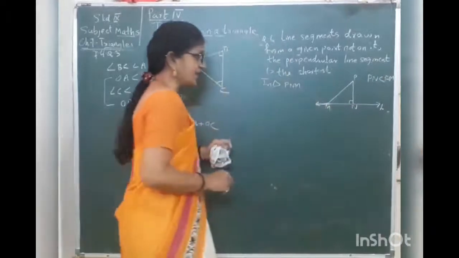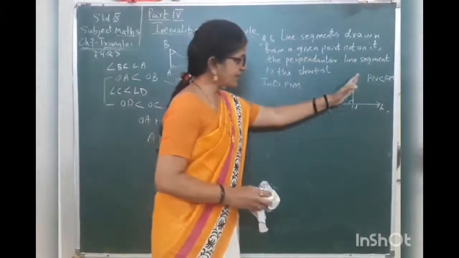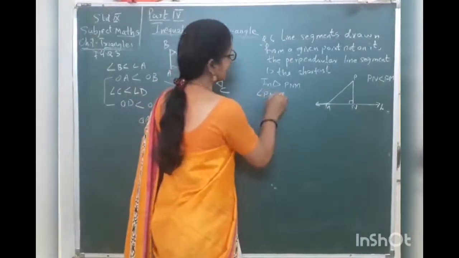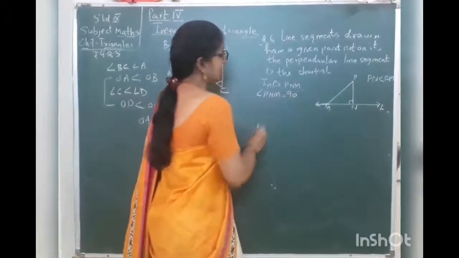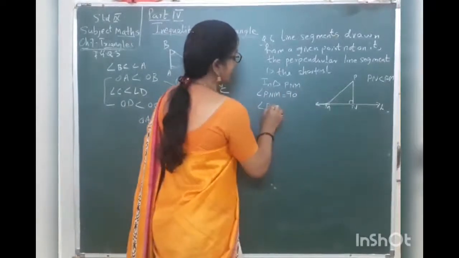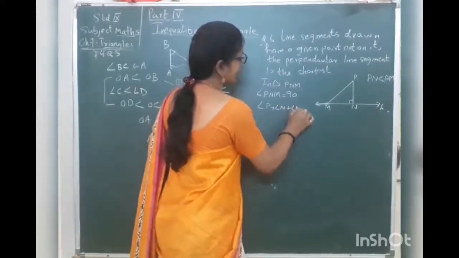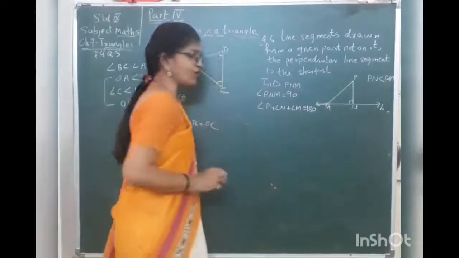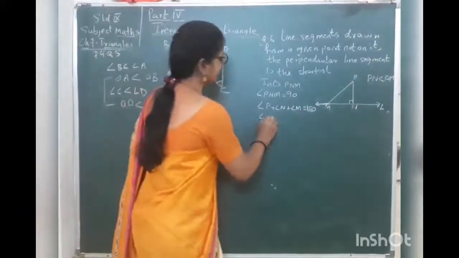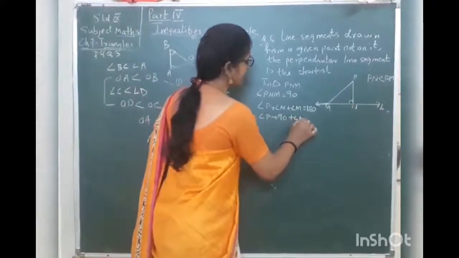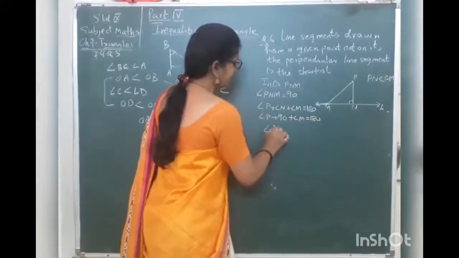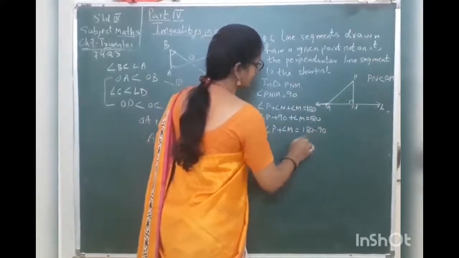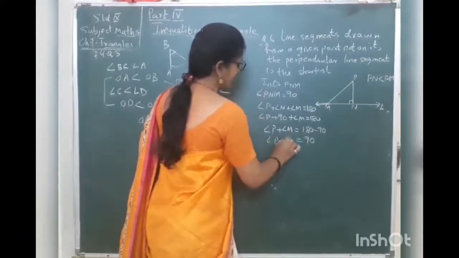Now, how can we do this? As we have drawn the perpendicular, triangle PNM is a right angle triangle. Therefore, angle PNM is 90. Now, the sum of the measures of all three angles of a triangle, that is angle P plus angle N plus angle M, is equal to 180. Substituting the measure of angle N as 90, angle P plus 90 plus angle M is 180. So angle P plus angle M is equal to 180 minus 90, which is 90.